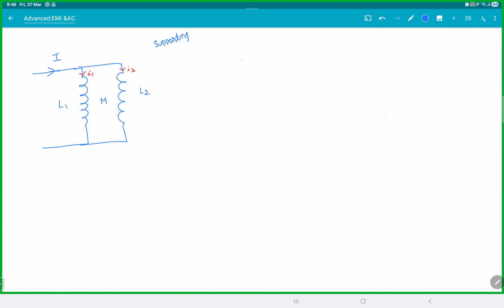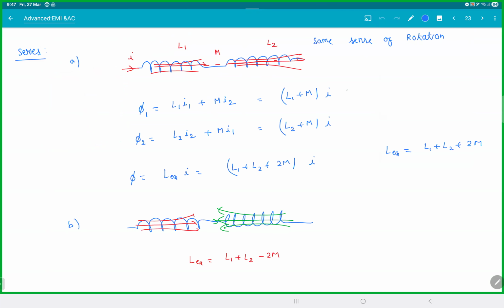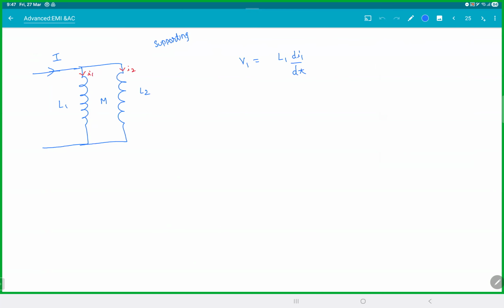So the voltage V1 will be L1 di1 by dt. And if you're thinking, how am I getting this? Just get the flux and isko differentiate karo na, isn't it? If you differentiate flux, you'll get the EMF. So L1 di1 by dt, this is because of your own self-inductance, plus mutual inductance M di2 by dt. Is that making sense? The flux will have two terms, L1 I1 plus M into I2. When you differentiate it, you'll get the EMF. This is your equation 1. Similarly, V2 will be L2 di2 by dt plus M di1 by dt.